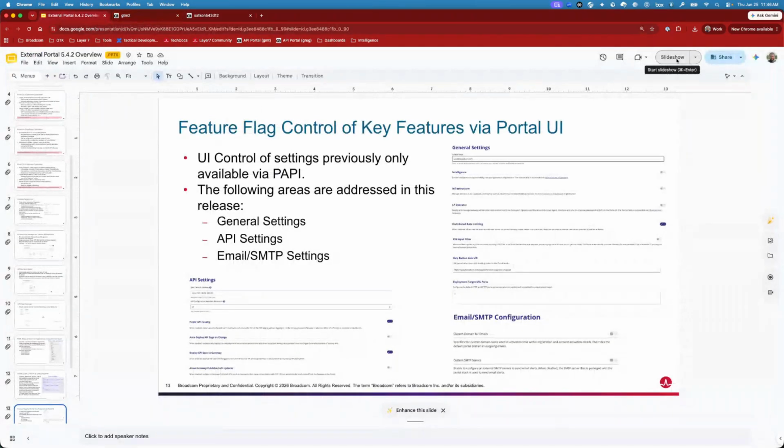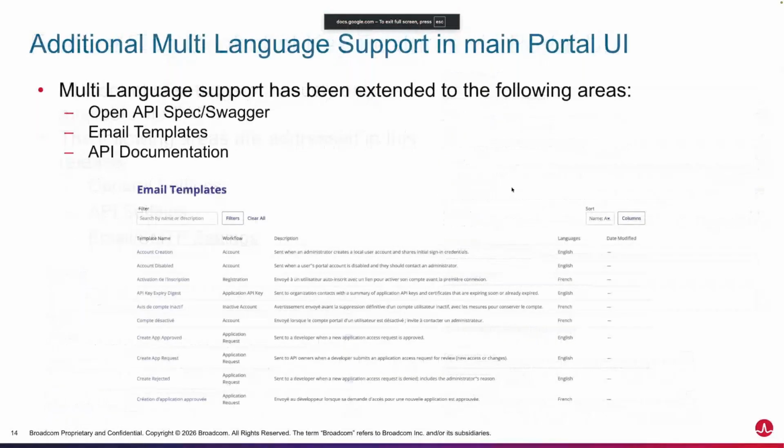And then the next item that I was going to go through is this idea of multi-language support within the main portal UI. So in 5.4.1, we introduced multi-language, for French, so English and French. So by default, English is there, it's turned on. French is available, but you have to turn it on.